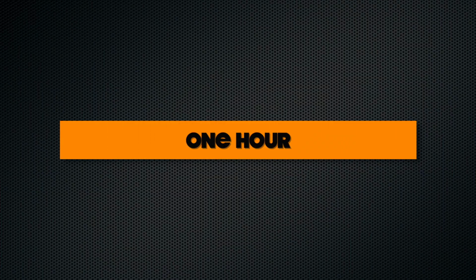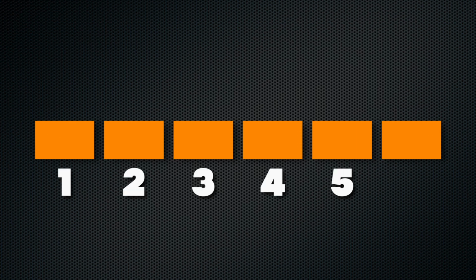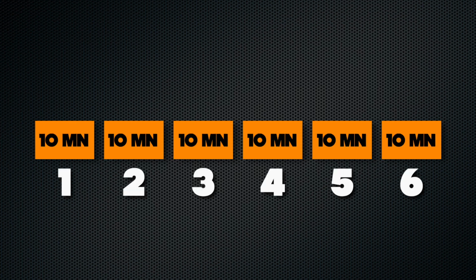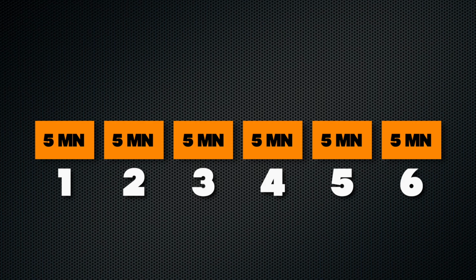The formula that I came up with has 6 equal blocks of time. So let's say you have an hour to practice. Each of these blocks of time is going to be 10 minutes. If you have 30 minutes, 5 minutes. It can scale down or up very easily, and you have 6 different blocks of time.